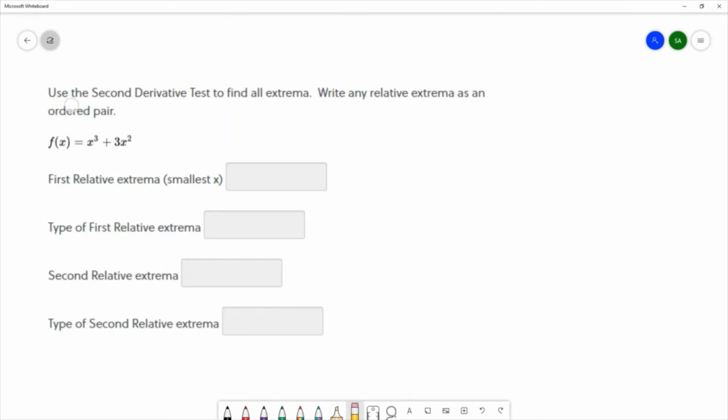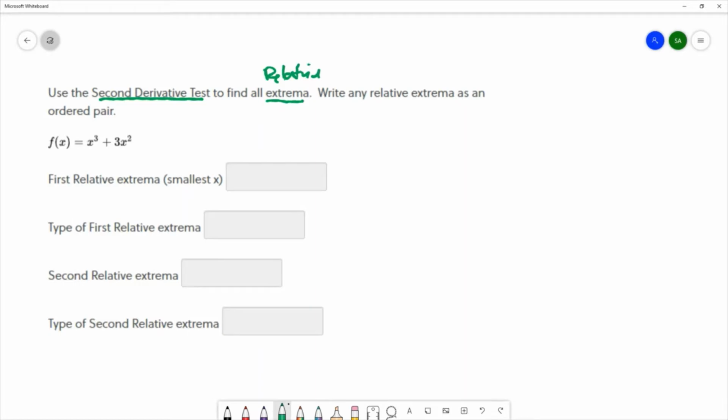The directions in this question say, use the second derivative test to find all extrema. Write any relative extrema as an ordered pair. We have the function f of x equals x cubed plus 3x squared. So with the second derivative test, the second derivative test is a test to find relative extrema.